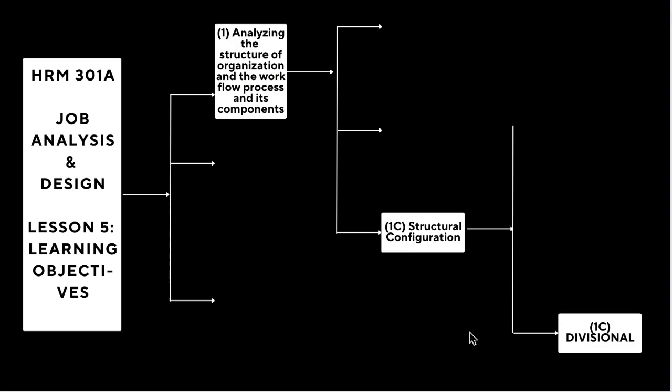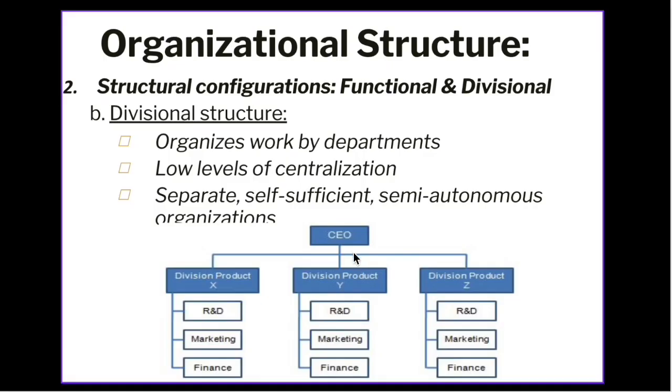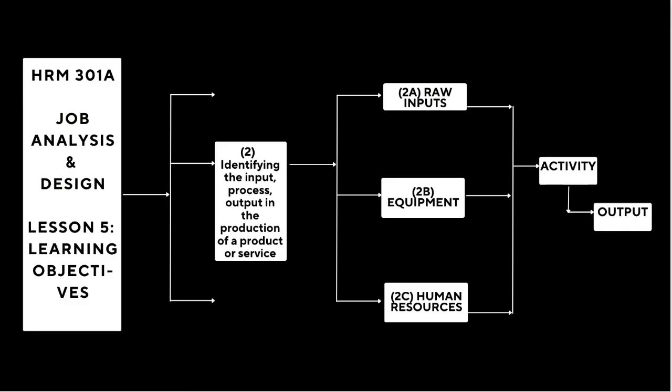And then you have divisional. So you have the divisional structure organized by work departments, with low levels of centralization, and separate, self-sufficient, semi-autonomous organizations. So you have the CEO, and you have a division product X, division product Y, and division product Z. Okay, very simple.